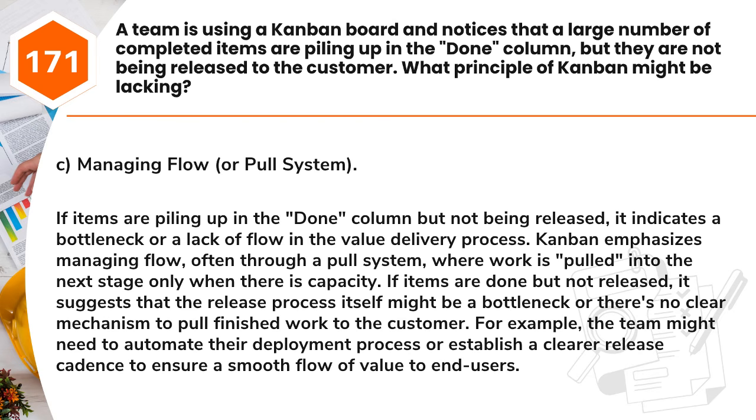Answer, C. Managing flow, or pull system. If items are piling up in the Done column but not being released, it indicates a bottleneck or a lack of flow in the value delivery process. Kanban emphasizes managing flow, often through a pull system, where work is pulled into the next stage only when there is capacity. If items are done but not released, it suggests that the release process itself might be a bottleneck or there's no clear mechanism to pull finished work to the customer.